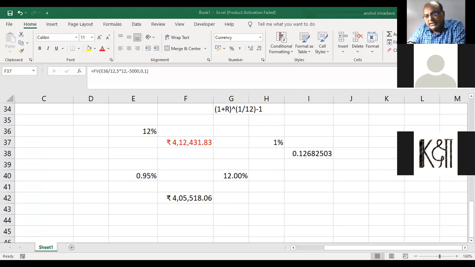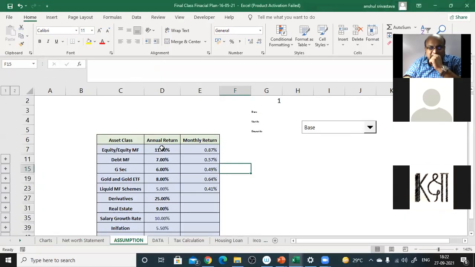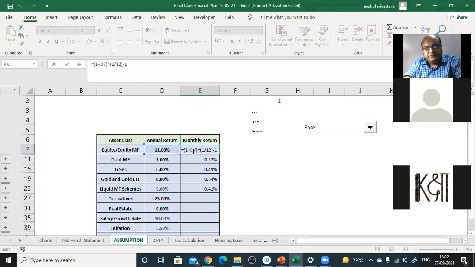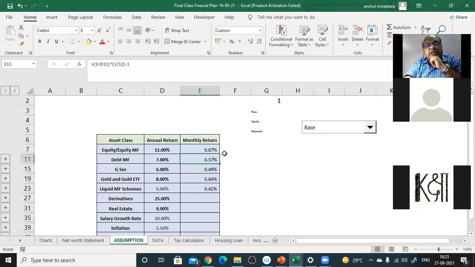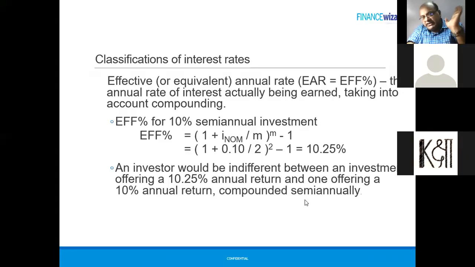In the assumption sheet, I had shown you that we had taken yearly rate and monthly rate, so we don't have to do that calculation again and again. Look at the formula. Yearly rate is 11% and monthly rate is 1 plus R to the power 1 by 12 minus 1. All these are market-based products, no? Equity MF, debt MF, GSEC. So we are clear with rates.